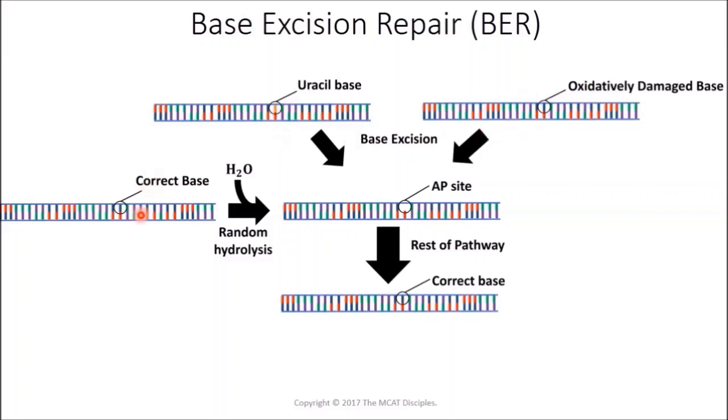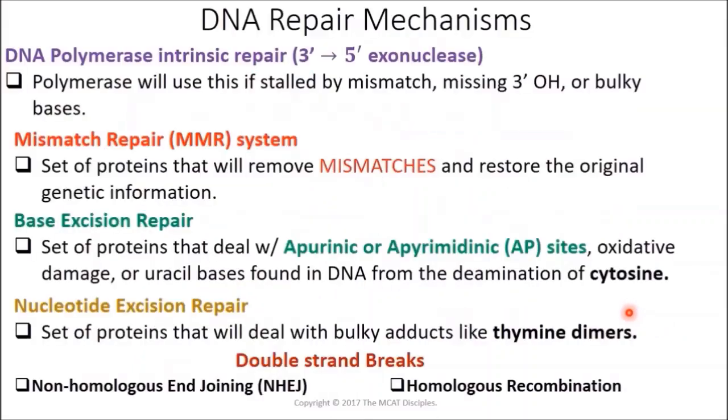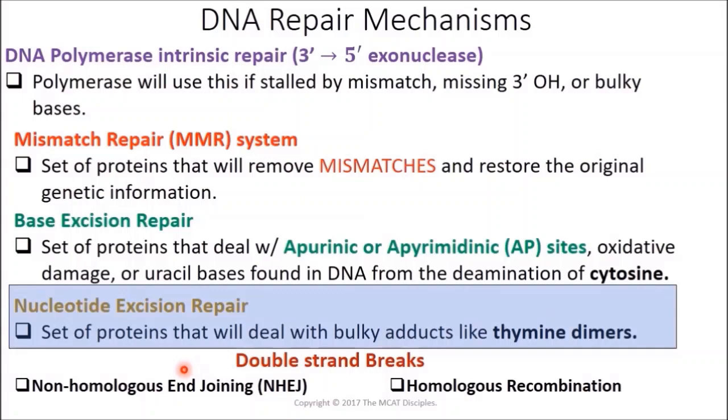And sometimes you randomly get hydrolysis of the glycosidic bond, a bond connecting the nitrogenous base to the ribose sugar. And when that happens, you have an AP site, and that gets fixed by base excision repair. Note the trend. Base excision repair repairs DNA by excising damaged bases that are not too large, or by fixing DNA that has already been excised. That's how it works. Nucleotide excision repair is the pathway that will deal with bulky adducts like thymine dimers.